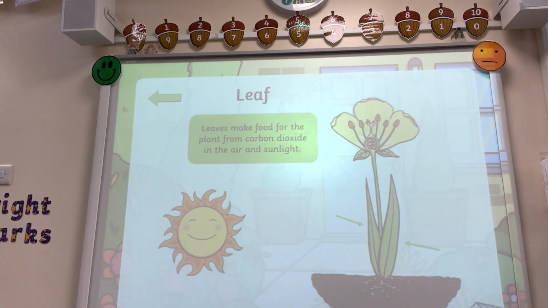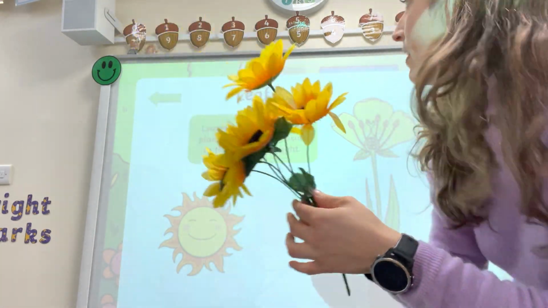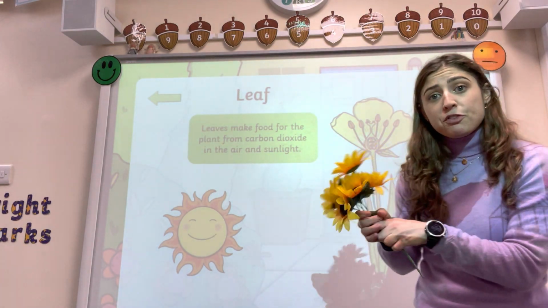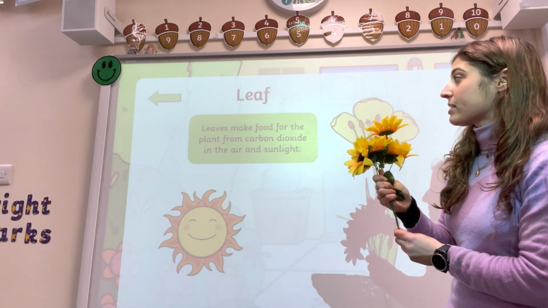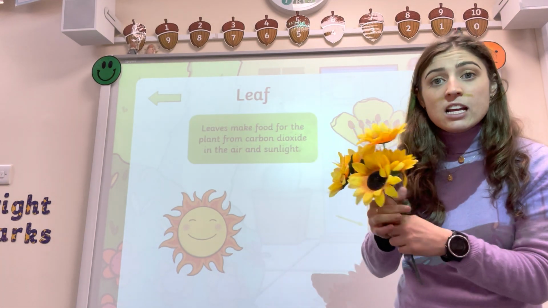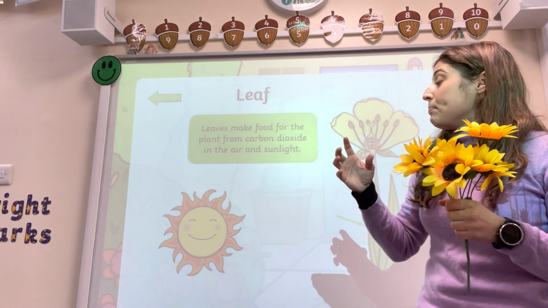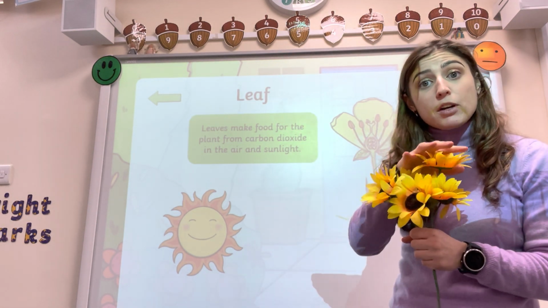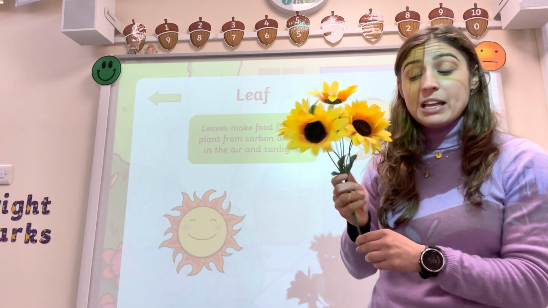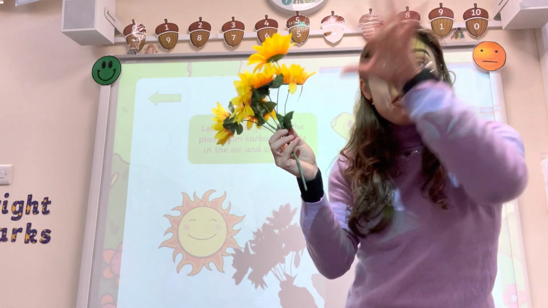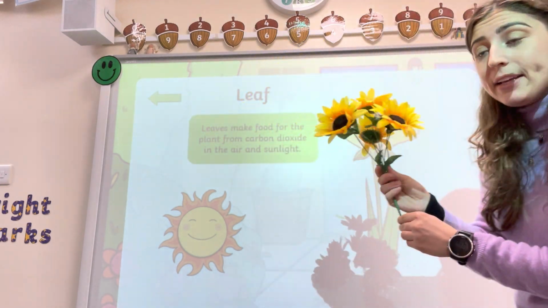Okay, the leaf, so remember, the leaves are here. There's the leaves. The leaves make food for the plant, and that makes from carbon dioxide in the air and sunlight. So carbon dioxide is in the air, and the plant makes food from the carbon dioxide in the air and the sunlight, okay? So that's what the leaves do. So they take the food from the air and turn it into food for the plant, okay?